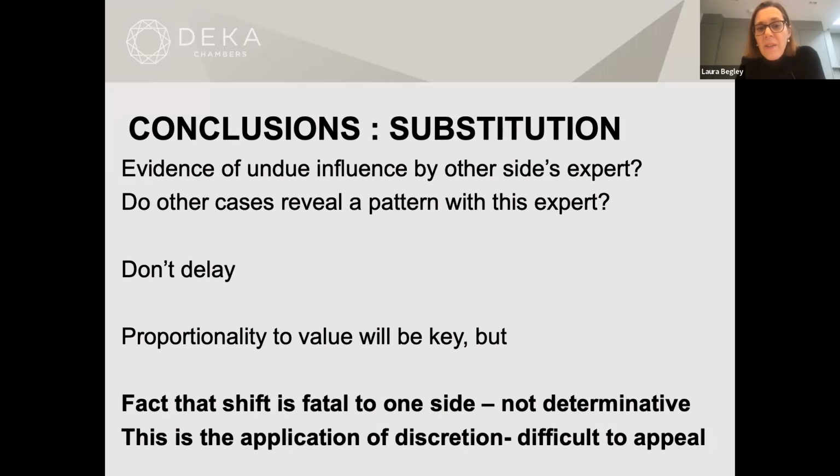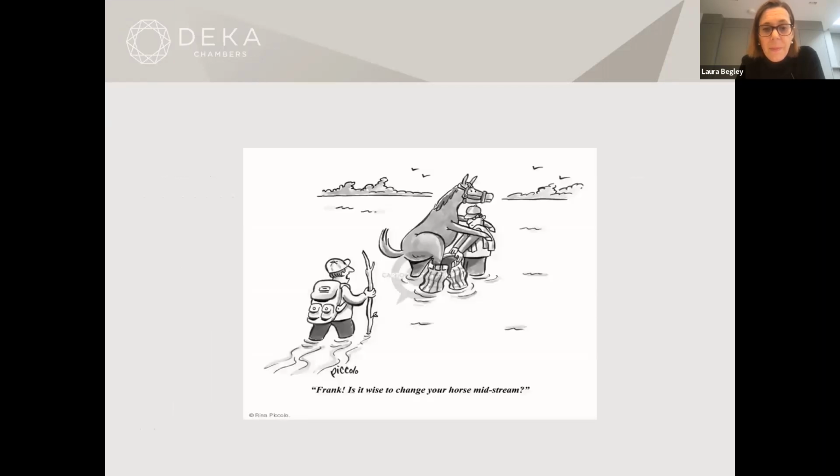So look for evidence of undue influence. Do other cases reveal a pattern with this expert? Don't delay. Proportionality to value will be key, but the fact that the shift is fatal to one side won't be determinative of the application. And don't forget, this is the application of a discretion on the part of the court, so it's difficult to appeal. There we are, changing horses midstream can be very challenging.